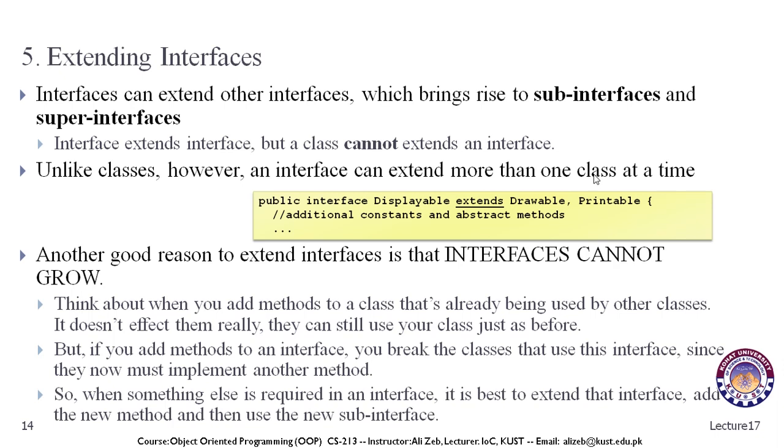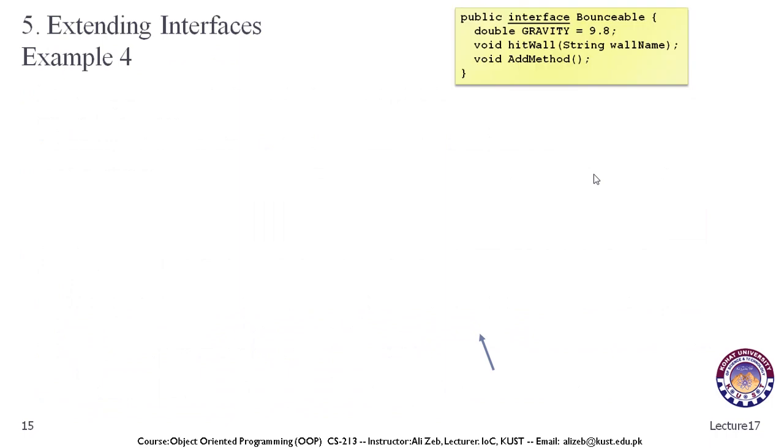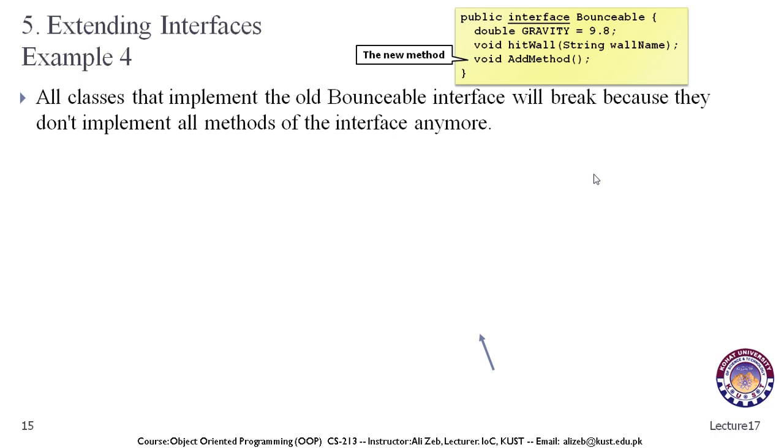So here we can extend the interface instead of adding another method to it. When something else is required in an interface, it is best to extend that interface, add the new method, and then use the new sub interface. For example, we have an interface bounceable that we used earlier, and now we have added a new method to it. All classes that implement the old bounceable interface will break because they don't implement all methods of the interface anymore.